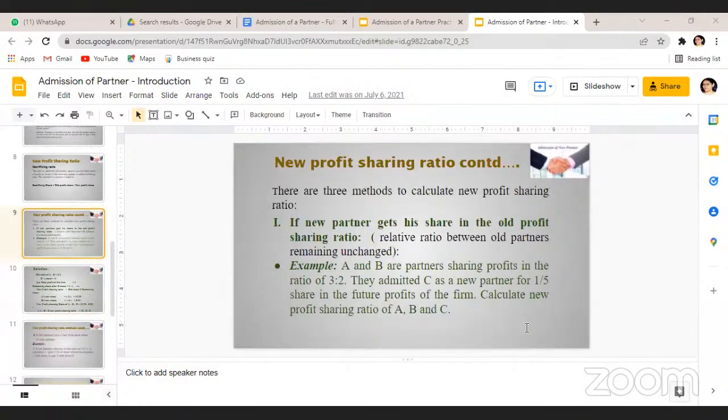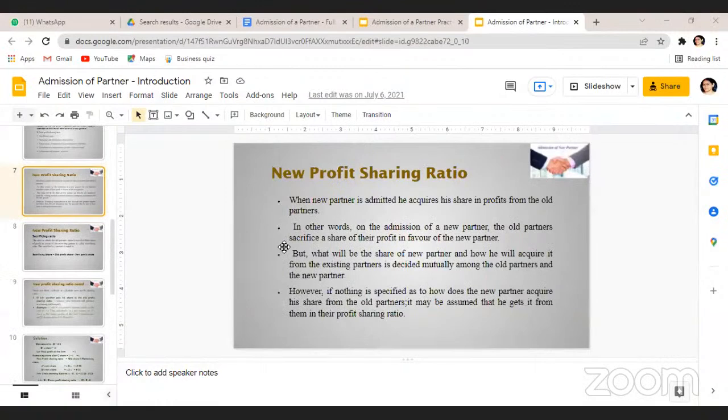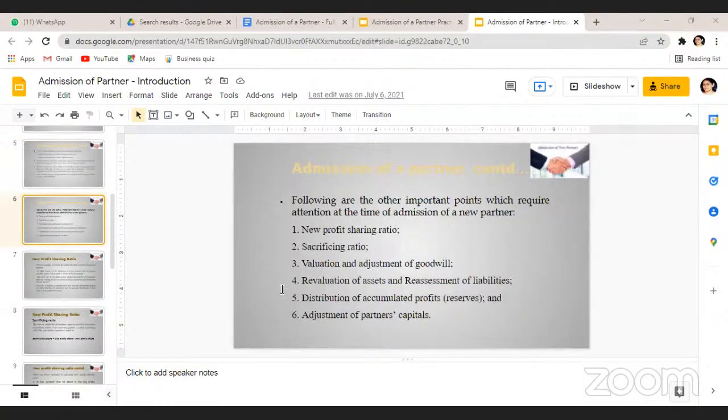Generally, admission of a partner involves certain steps. If any partner is admitted into the business, that is called admission of a partner. When a new partner is admitted into the partnership firm, the partnership has to make certain adjustments in its books. So we are discussing the accounting treatment at the time of admission of a partner here. Please pay attention. Don't get involved in discussing or chatting. First, pay attention to the class. Then we'll discuss any doubts at the end of the class. I'll give you 5 minutes time.